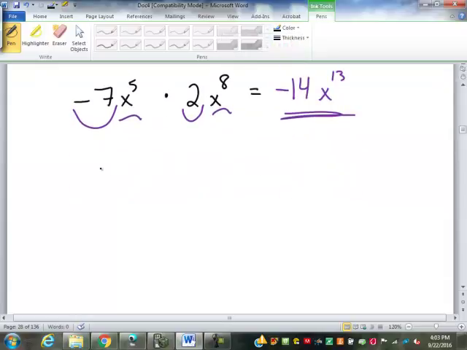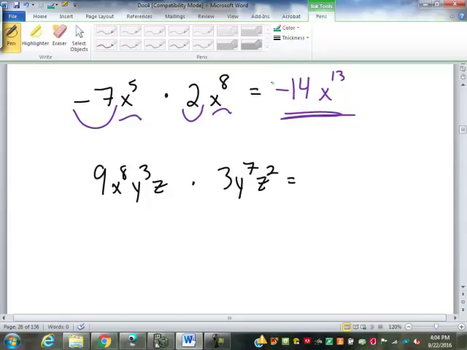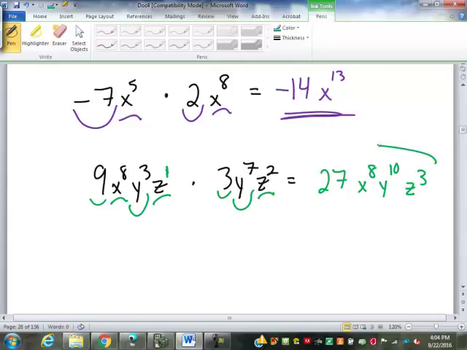What if nine x to the eighth y to the third z times three y to the seventh z squared? Where do I start? Nine times three is 27. What's next? x to the eighth, and there's nothing to combine it with. x to the 8th, and then y to the 3rd and y to the 7th is y to the 10th, and then z to the 3rd, good. Think of z as z to the 1, so z and z to the 2nd, 1 plus 2 is 3, so z to the 3rd. Perfect.